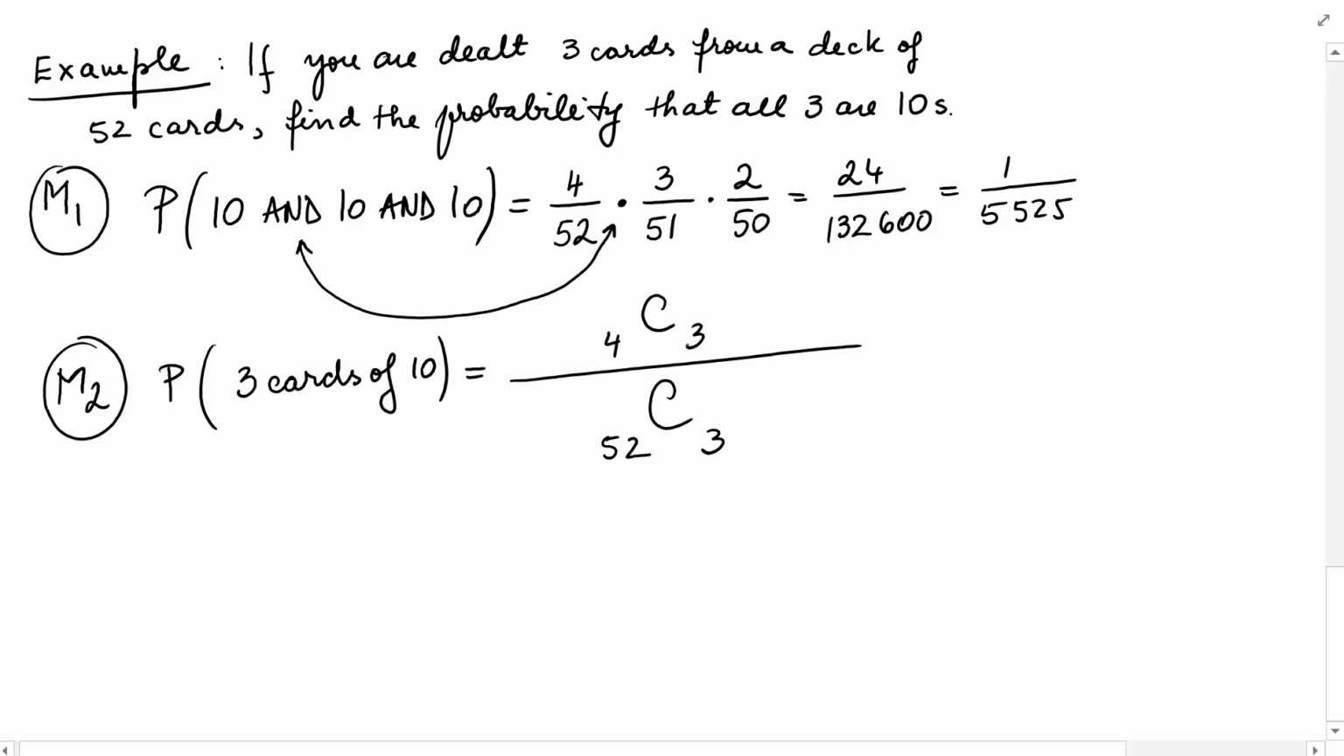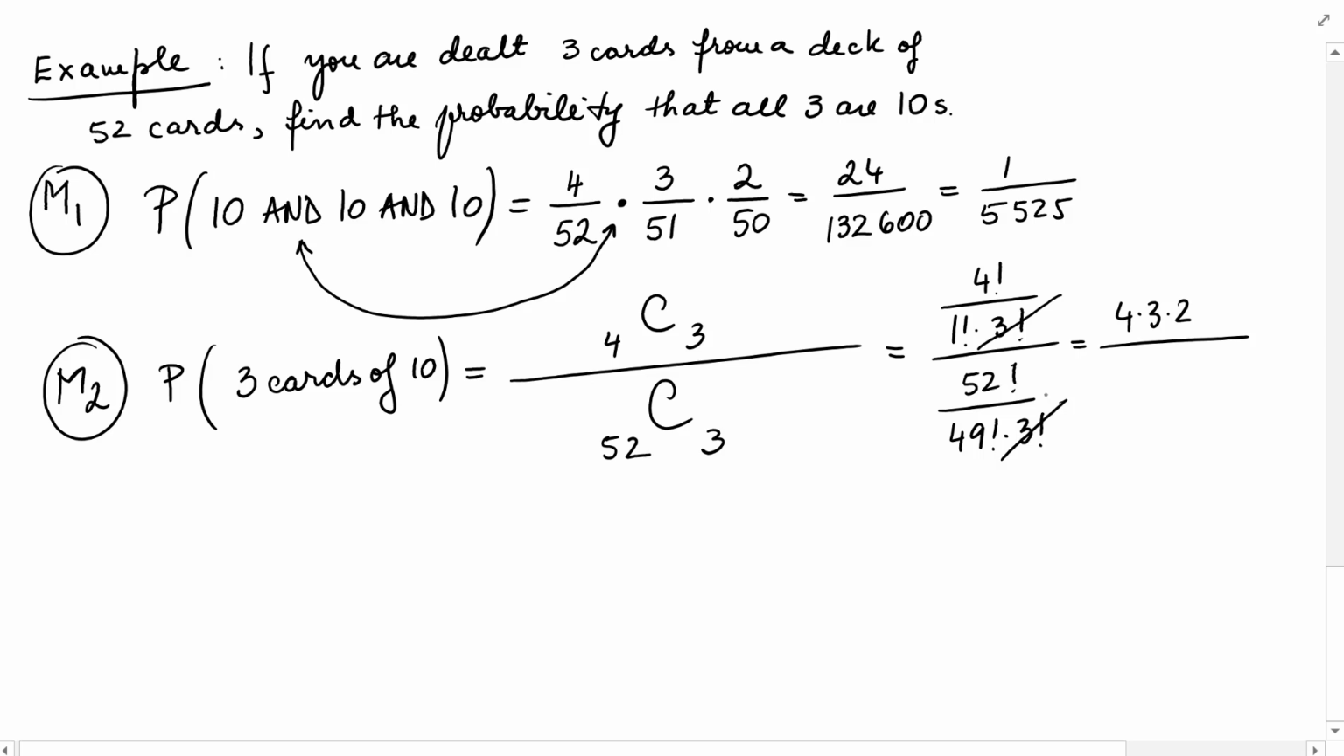So when we solve this, we end up with 4 factorial over 1 factorial times 3 factorial, and the denominator is 52 factorial over 49 factorial times 3 factorial, and if you do the math, this cancels with this, 1 factorial, it's 1, so we end up with 4, which is 4 times 3 times 2 times 1, but 1 doesn't make much of a difference, and 52 factorial over 49 factorial, it's 52 times 51 times 50, which is exactly the fraction that we had before, which is 1/5,525.